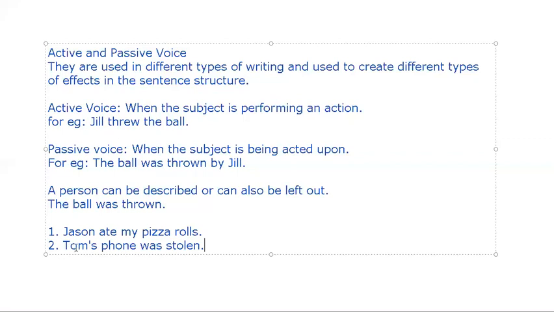In the second sentence, it's a bit tricky because I added a person's name, but Tom's phone, the subject became the phone. The subject in this sentence is Tom's phone. It's not Tom, but it's Tom's phone. So the subject is phone. And what happened to the phone? It was stolen. So when the subject is being acted upon, the subject is phone and it was acted upon, meaning it got stolen. So Tom's phone was stolen would be a passive voice. And that is the active and the passive voice.